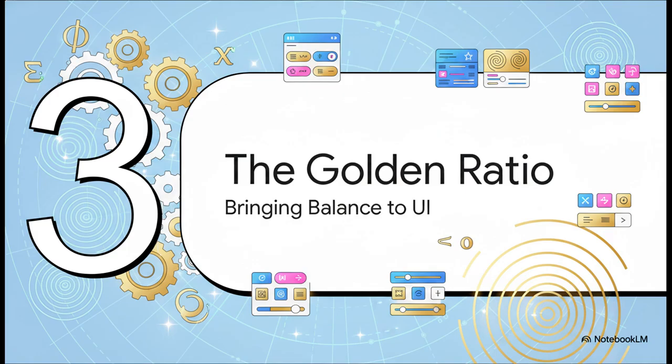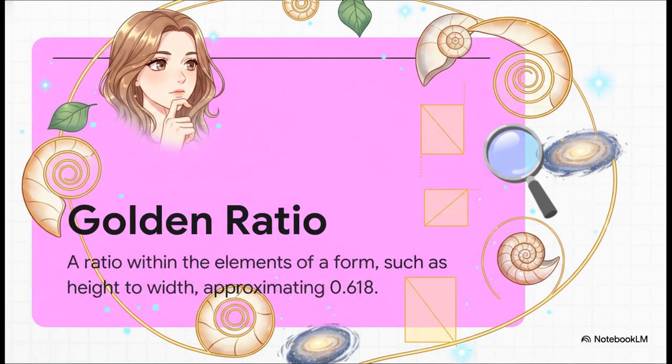We're going to bring balance to the interface by using a literal mathematical secret. By tapping into the golden ratio for our layout, we are leveraging what many experts believe is a fundamental, subconscious human preference for aesthetic proportion. It approximates to exactly 0.618. It's this specific mathematical ratio that our brains are just subconsciously wired to perceive as natural and beautiful.